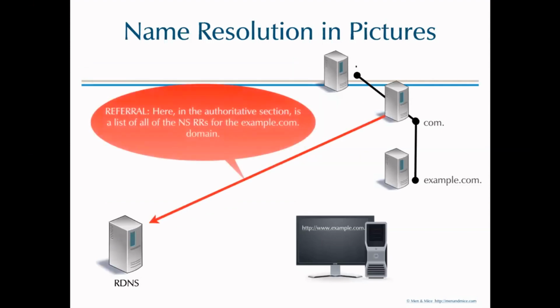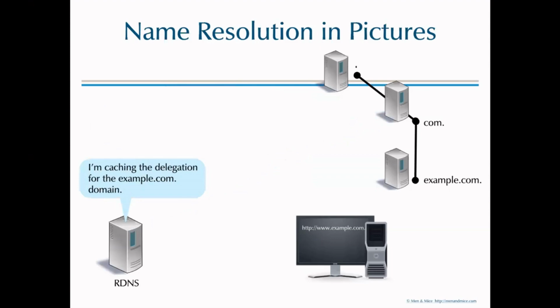There we go. Same story again. We get another referral being sent. The delegation is a referral, and another list of NS resource records, this time for example.com. Here's the list of servers that someone should ask for example.com. What does the RDNS server do? Puts it in this cache.